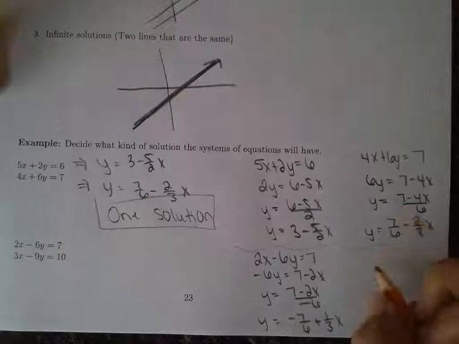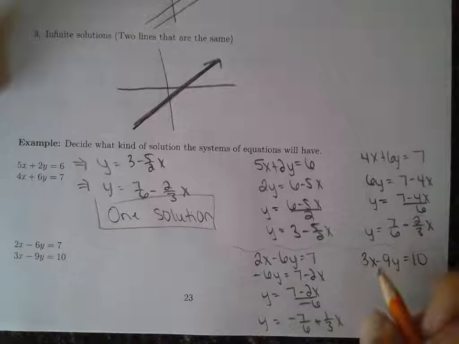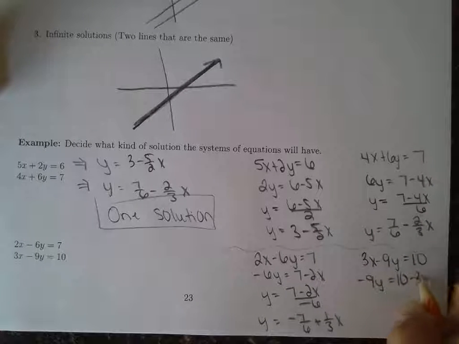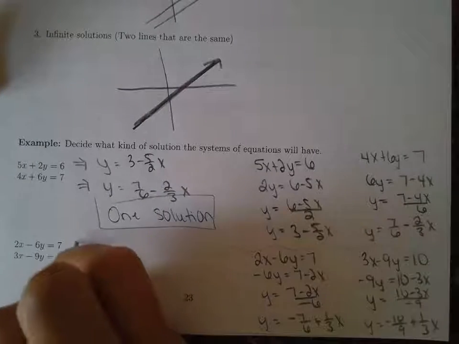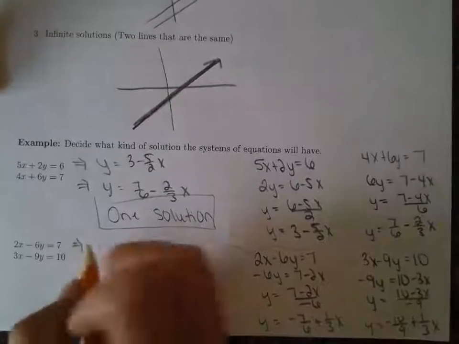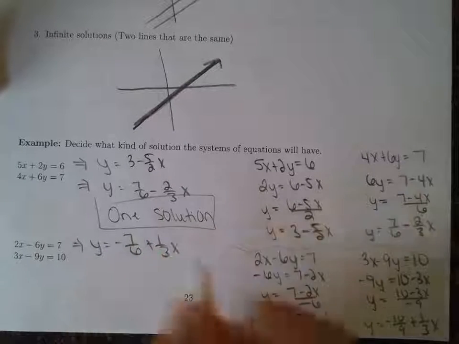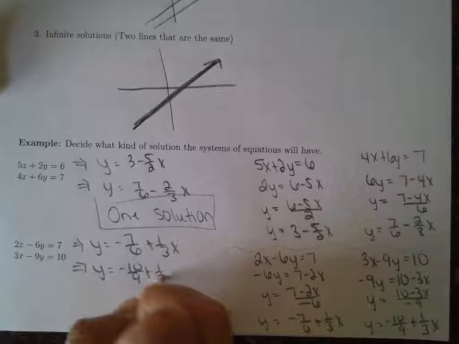Okay, the next line we have 3x minus 9y equals 10. So this would be negative 9y equals 10 minus 3x. y equals (10 minus 3x) over negative 9. y equals negative 10/9 plus 1/3 x. Okay, so this line over here is y equals negative 7/6 plus 1/3 x. This one is y equals negative 10/9 plus 1/3 x.